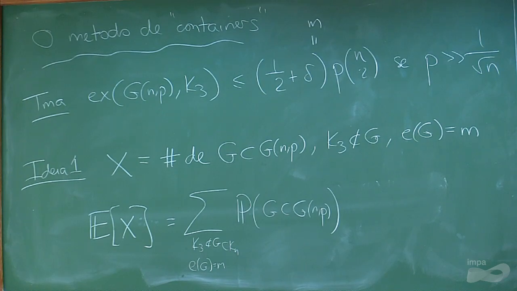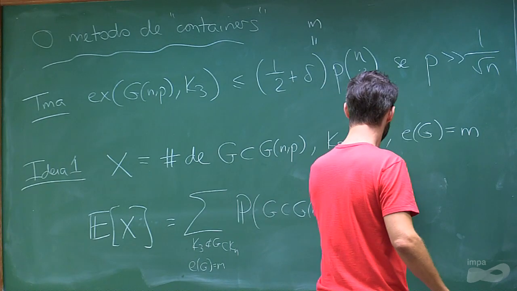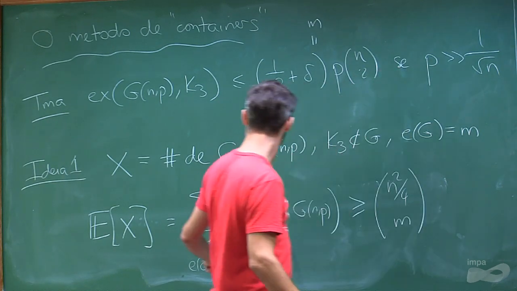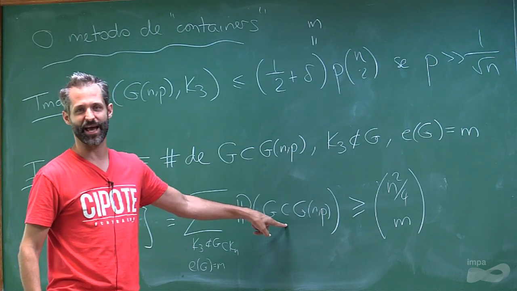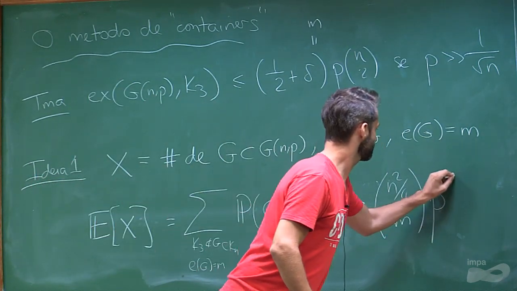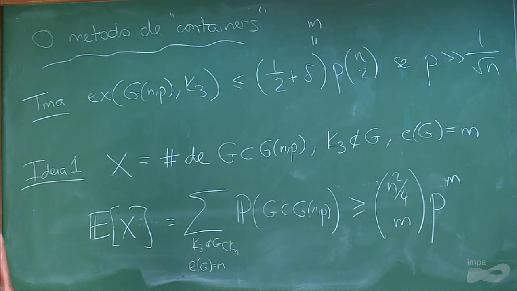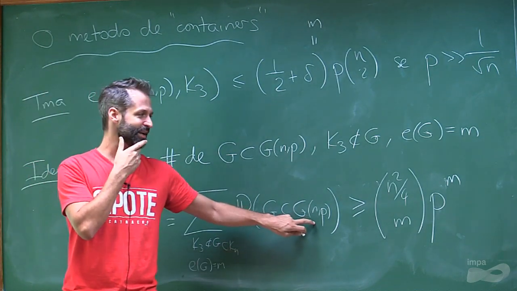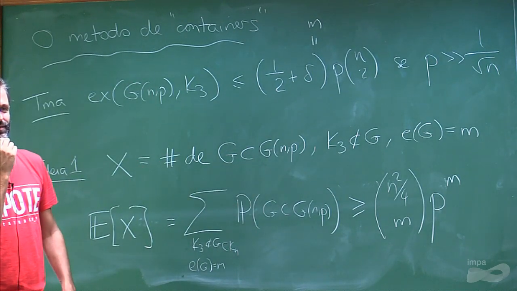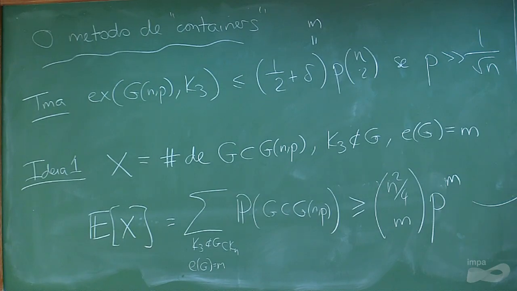But actually here I just want to say this is a lower bound. This is really the truth, but let's observe this as a lower bound. It is at least n squared over 4 choose m. And then this is just p to the m, because each edge of G has to be in G(n,p). What's this thing? It is roughly (e n squared over 4m) to the m, times p.